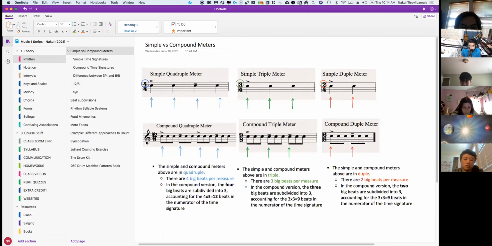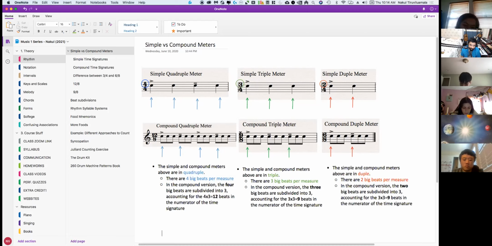That's all it is. If you have a simple quadruple meter, it's 4/4. If you have a compound quadruple meter, it's whatever this is multiplied by 3. It's 12/8. If you have a simple triple meter, it's 3/4. If you have a compound triple meter, it's whatever this is multiplied by 3, so it becomes 9/8. And with a simple duple meter, it's 2/4. Compound duple meter is just this multiplied by 3, which is 6/8, right?